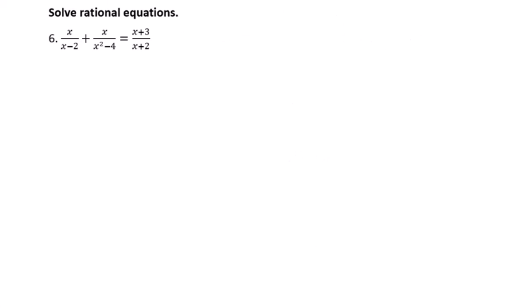All right, let's start by identifying our LCM. This is pretty similar to the one we did previously. We have x minus 2, x plus 2. If we factor this out in the middle, we can see it also has it as well. So our LCM is x minus 2, x plus 2, which means our restrictions on our domain mean x cannot be negative 2 or 2.